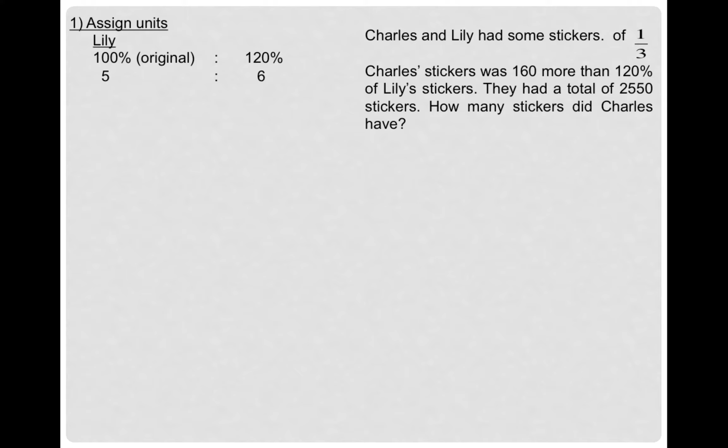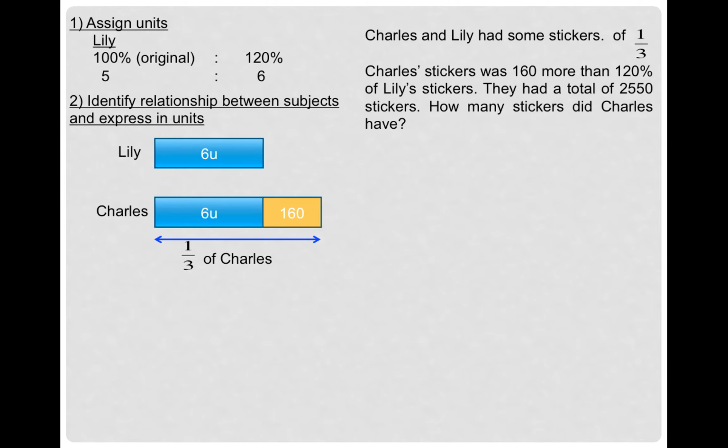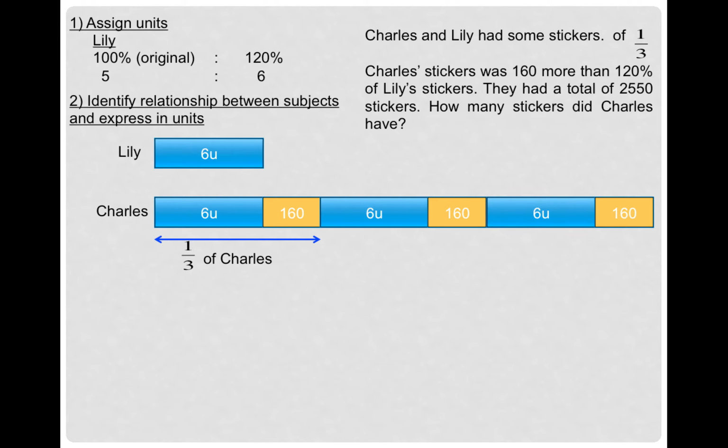Right, now that we have assigned a certain number of units for Lily, we will know how to express the number of stickers that Charles has in terms of units too. So we are told that 1/3 of Charles' stickers was 160 more than 120% of Lily's stickers, and 120% of Lily's stickers is 6 units. So 6 units plus another 160 is only 1/3 of Charles' stickers. So for the total number of stickers that Charles has, you will have to add on another 2 times of what we see just now. And this is the total number of stickers that Charles has.